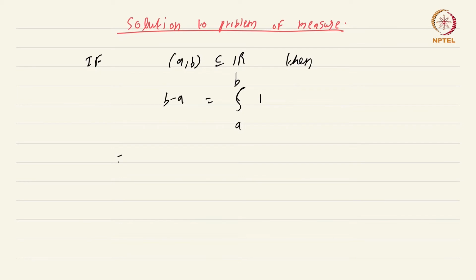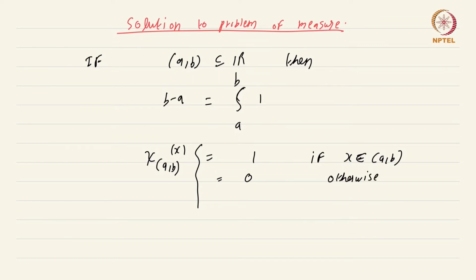So what we now do is consider a new function which we define to be chi AB. This function is defined to be 1 if x is in AB, 0 otherwise. Then it's clear that B minus A is nothing but the integral of chi AB over R. Okay, easy check. So you can obtain the length of an interval by integrating this associated function.